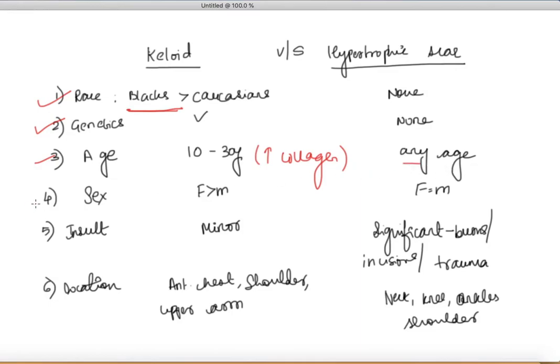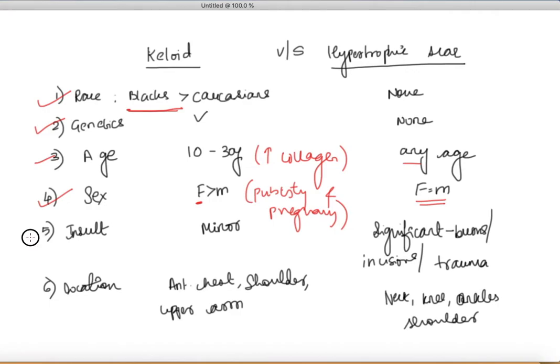Coming to the sex part, keloids are more common in females, and that too they happen to be more common during the puberty and pregnancy periods, and hypertrophic scars are common in both men and women.